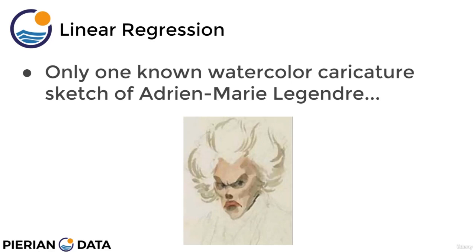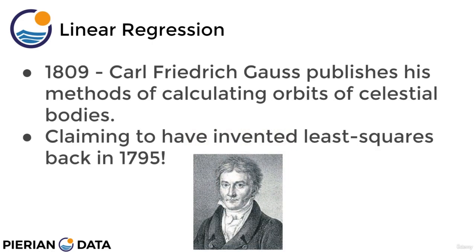Well, this is where it begins to get even stranger. Years after Legendre's publication, in 1809, the very famous mathematician Carl Gauss publishes his methods of calculating the orbits of celestial bodies, showing linear regression with least squares method. But upon publication, Gauss claimed to have invented least squares years before Legendre's publication, back in 1795, and decided not to publish it because he thought it was so trivial and obvious.